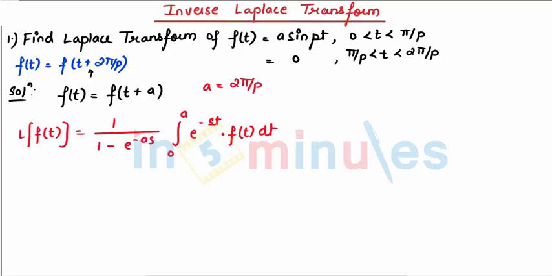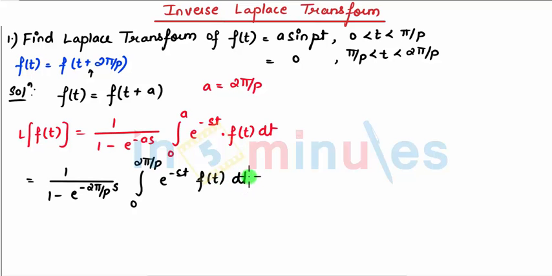So let's substitute now. I have the value of a, I have the function, which comes to 1 divided by 1 minus e raised to minus, the a value is 2 pi by p, s, times the integral from 0 to the total period 2 pi by p of e raised to minus st f of t dt. Now we'll split the function as it is written here. From 0 to pi by p it is a sin pt, and 0 from pi by p to 2 pi by p, which comes to 1 divided by 1 minus e raised to minus 2 pi by p s.